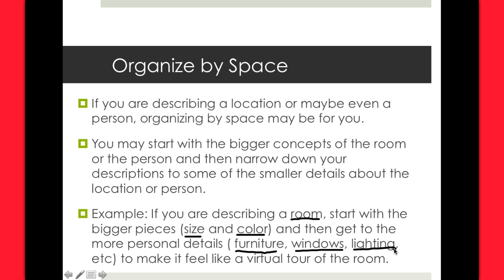And what it does, it kind of gives the reader a virtual tour of the person or of the bedroom or of the room in general. Because when you look at a room, the first thing you notice is how big it is, what color the walls are, stuff like that. And then you notice all the little things. So it's kind of where your eye goes is how you would write it. Or for a person, you might describe the person in general, and then get to the smaller things about that person. So this is a great way to organize if you're doing something like that.